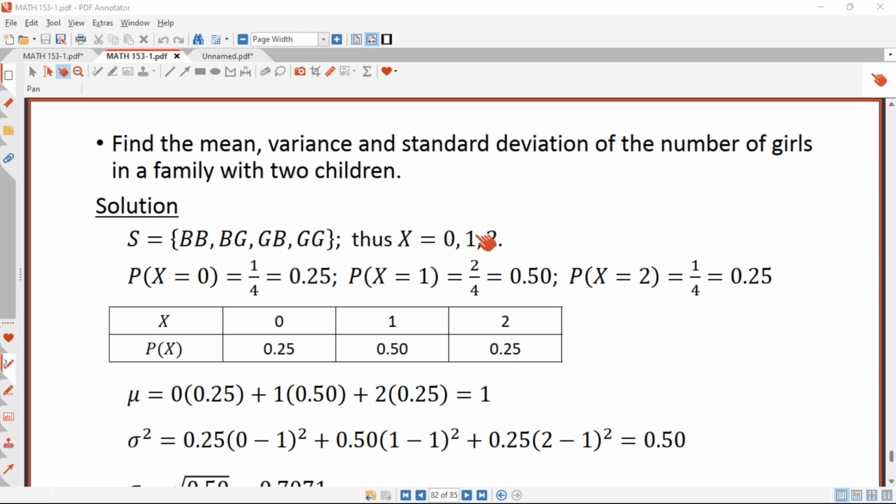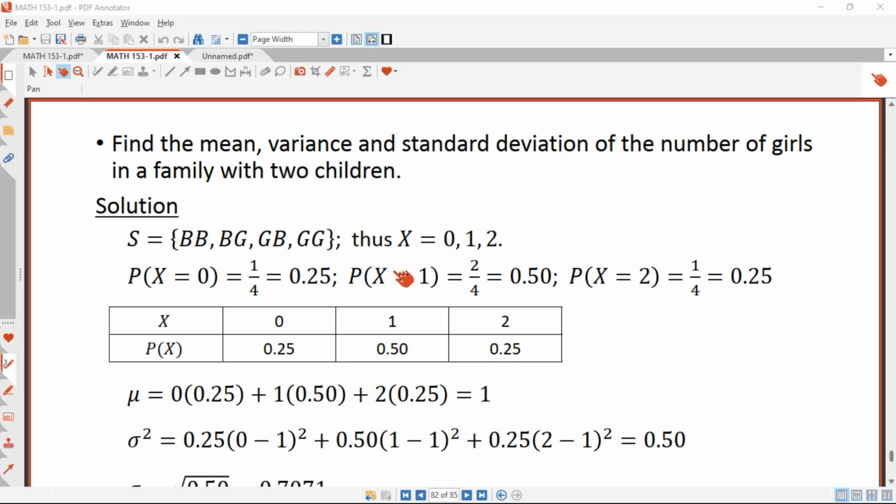So once we have this random variable here, what's the probability of getting no girl? We have this sample space, and it means that we are going to have only 1 event. So the number of events will be 1 divided by the number of sample space. You count everything here: 1, 2, 3, 4. So the probability that X is equal to 0, meaning we don't have any girl, will be equal to 1 divided by 4. And once you punch it on the calculator, you're going to get 0.25.